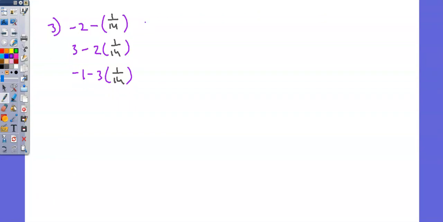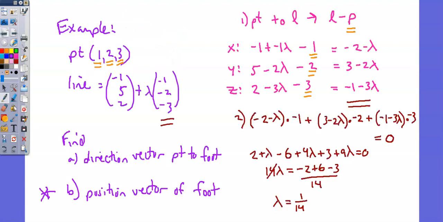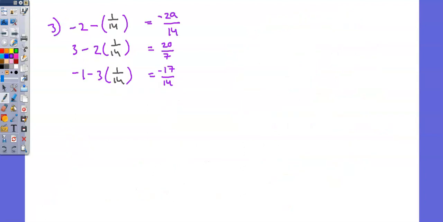And we end up with -29/14. 3 minus 1/7, 20/7. -1 minus 3/14, -14/14 minus 3/14, -17/14. This is point to foot, which I think in the scenario I set up, direction vector point to foot. That would be requirement A.